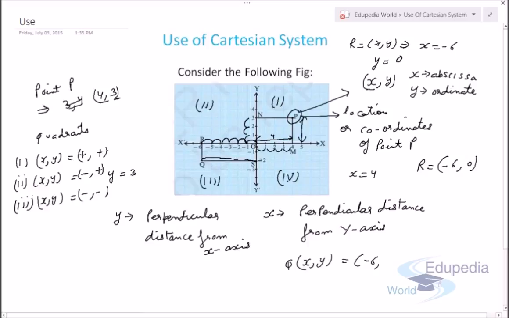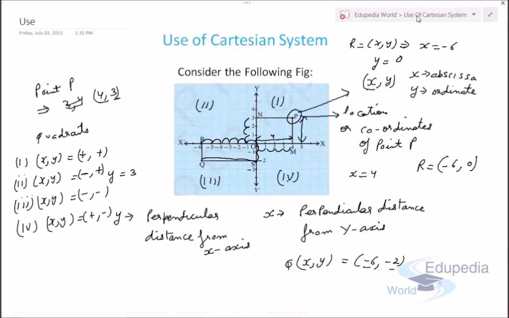And for Q, y is 2 units from the origin, 1 unit and 2 units, but it is in a negative direction, so it will be -2. So we can see that Q lies in the third quadrant, and both numbers are negative. So in the third quadrant, x and y both are negative. In the fourth quadrant, x is positive but y is negative. So this is how we represent the Cartesian system and quadrants.